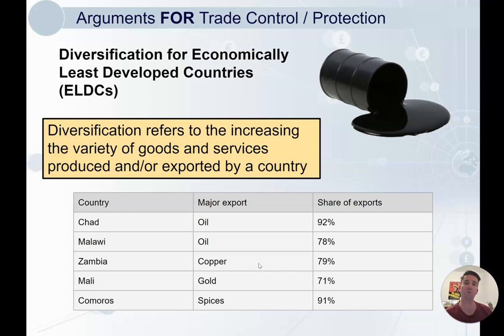So what they would want to do is put tariffs on other goods so that they can develop those industries. So that would be their infant industries, right? It helps them diversify so they're not so at risk. If the oil price crashes, Chad and Malawi, they're going to lose all their money. So they're at great risk if they don't diversify their economy. And one way to do that is with tariffs.